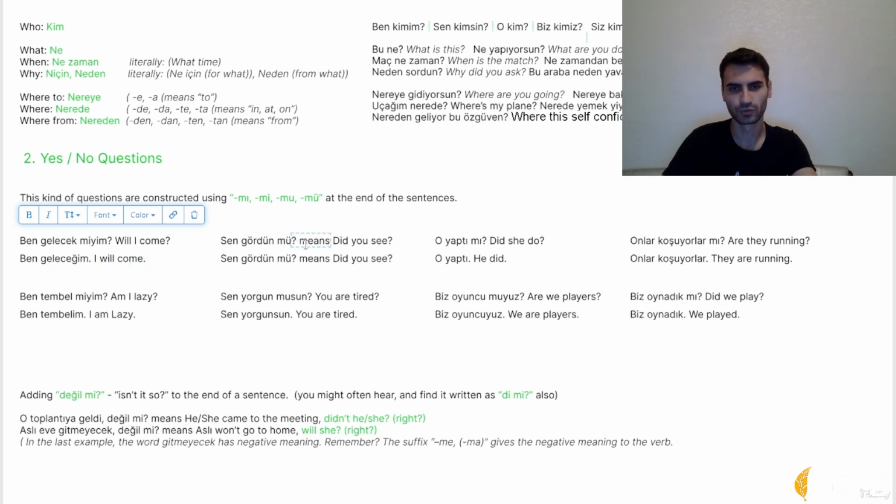Sen gördün mü means did you see. If you didn't see this one, you should see the second one. O yaptı mı? Did she do? O yaptı. He did. Maybe he changed gender because it was she. Onlar koşuyorlar mı? Are they running? Onlar koşuyorlar. That's it.